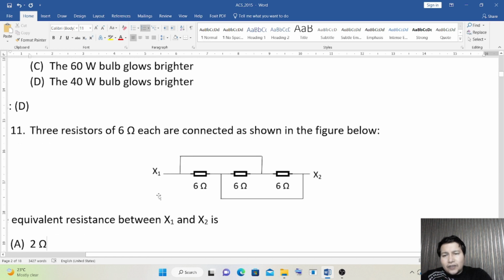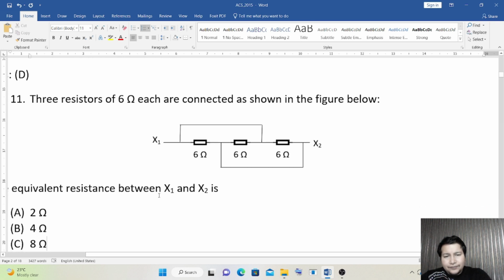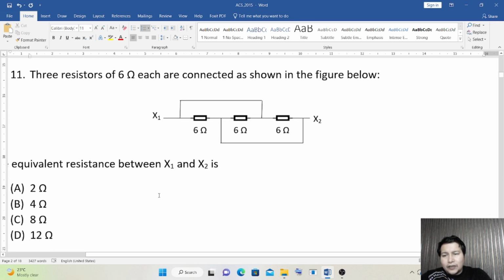Three resistors of 6 ohm each are connected as shown in the figure below. Equivalent resistance between x1 and x2 is 2 ohm, 4 ohm, 8 ohm, 12 ohm.